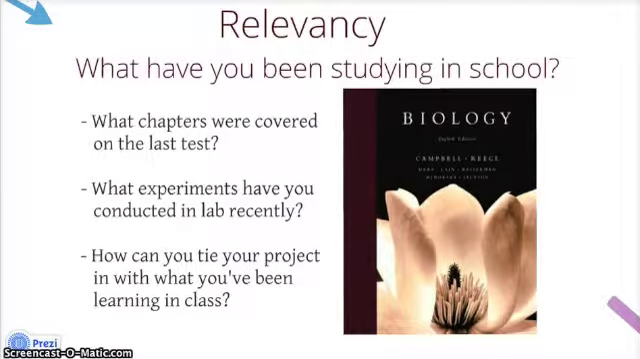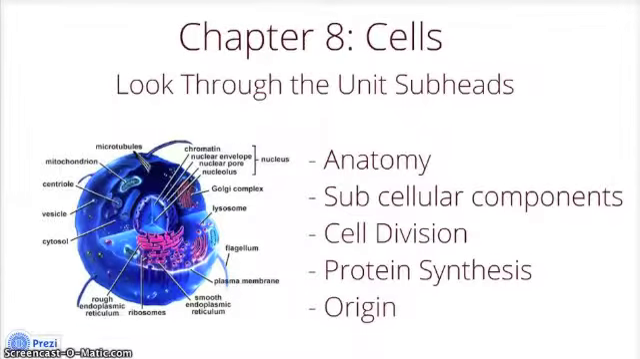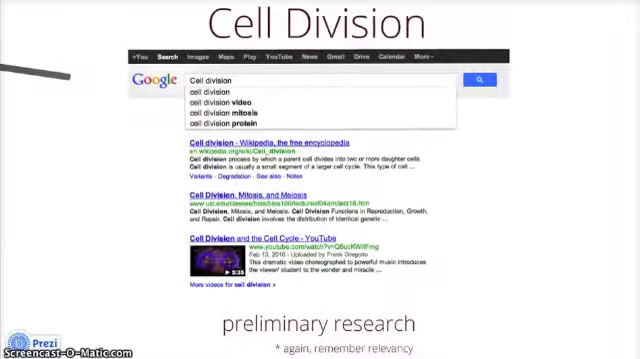Kennedy decides to flip through the table of contents in his textbook and look at the most recent chapters they covered. Cells. He looks through the chapter subheadings and decides to look at one he found the most interesting in lecture. Cell division. He goes on the internet and does some preliminary research.